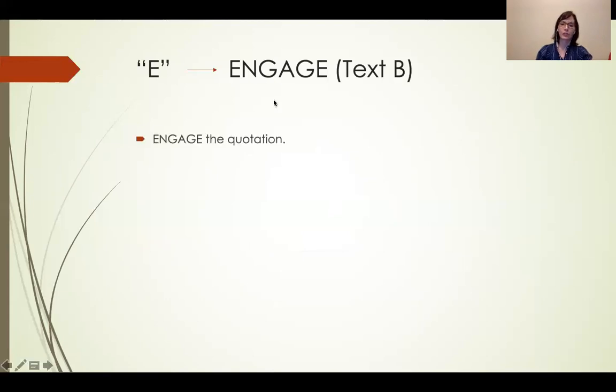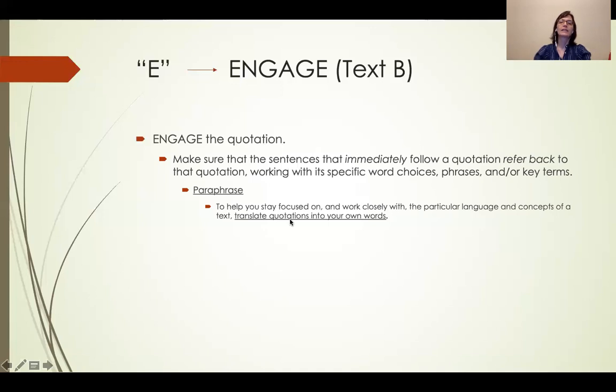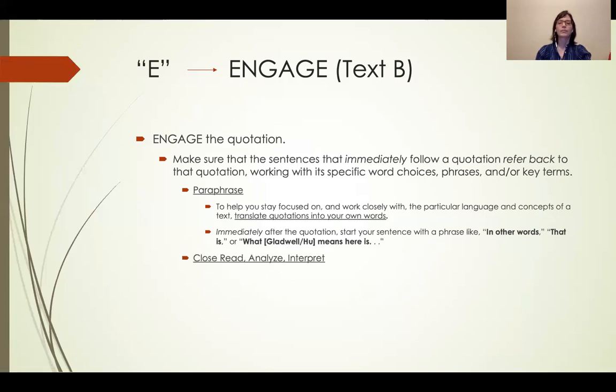Okay, so you're engaging the quotation that you're bringing in from your second text. And all of this is the same as we performed it the first time around, right? So making sure the sentences that come after refer back to that quotation and work with it, making sure we're paraphrasing, translating the language into our own words, using some of these phrases that we're going to use to set up our paraphrase. Okay, so with the engage step, it's when we get to the second engagement of the quotation. Right? First engagement is to paraphrase, second engagement is to close read, analyze, interpret. So here we're going to do our connective work.